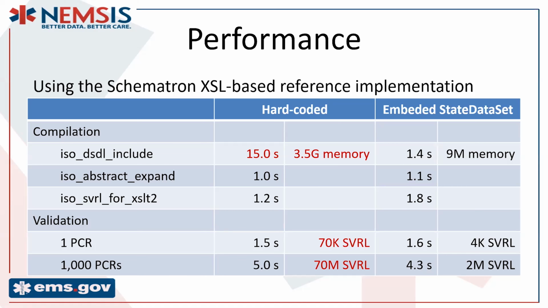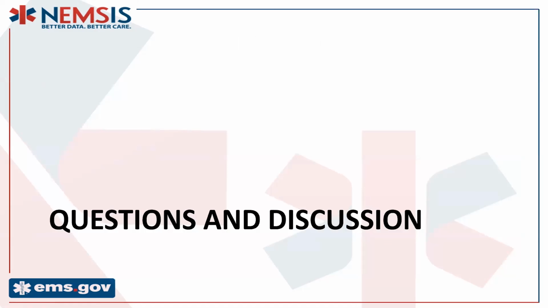All right, so that wraps up demonstrating how to embed a state data set within a Schematron schema. And at this point, I want to open it up for discussion and questions. Anything related to this, but also if you just have questions, like, can we do such and such through state Schematron rules? I'd be happy to answer questions like that as well. So I'll open it up now and see if anyone has questions, comments, discussion, thoughts on what I've shared.